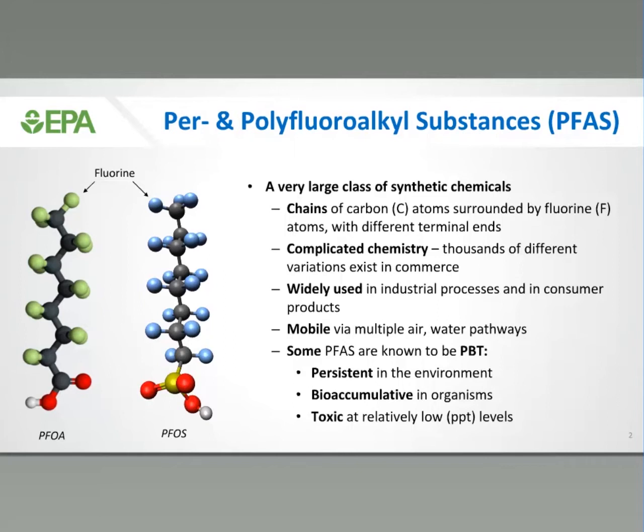Some of these molecules are known to bioaccumulate in organisms, and they can biomagnify up through food webs, so that if you're exposed to a consistent dose, the actual amount in your body over time can increase relative to that dose because the chemicals don't exit as quickly as they come in. And we know that at least some of these chemicals are toxic at relatively low levels. And that combination of persistence, bioaccumulation, and toxicity, we call PBT, these are often markers of chemicals which are of high concern to EPA.